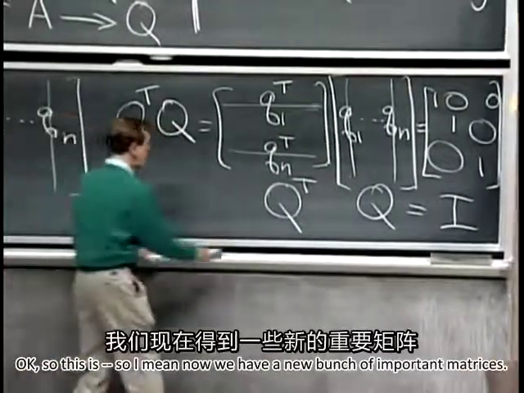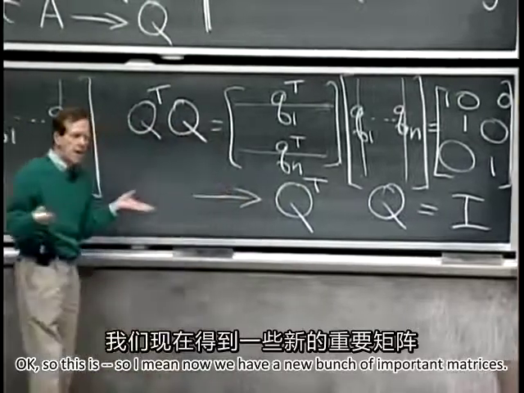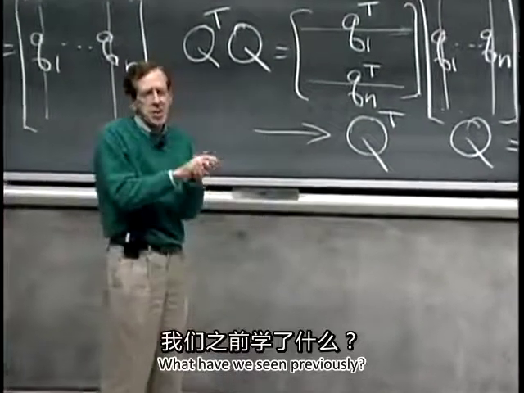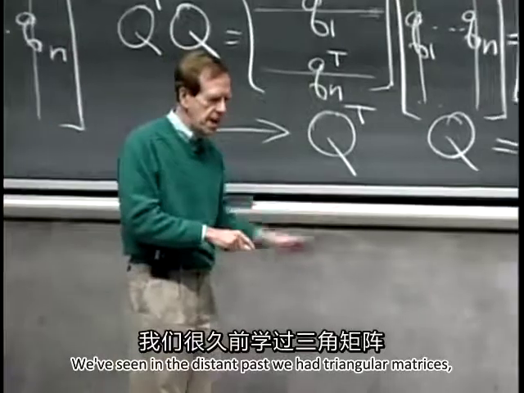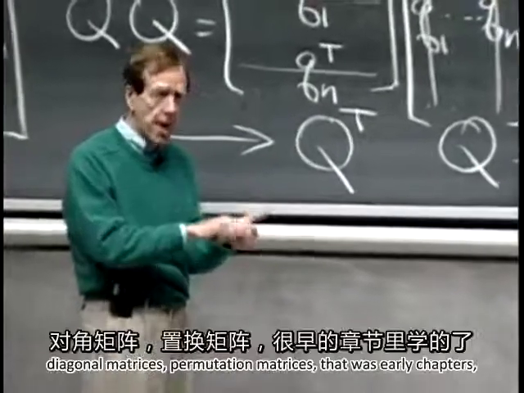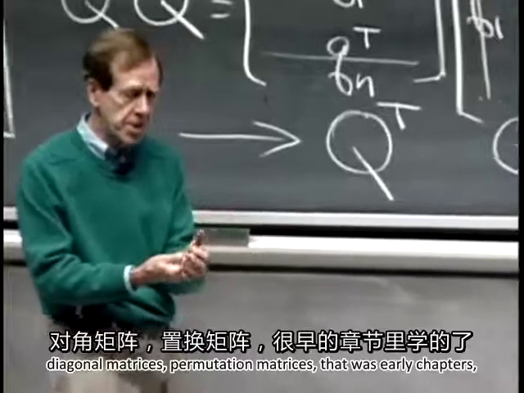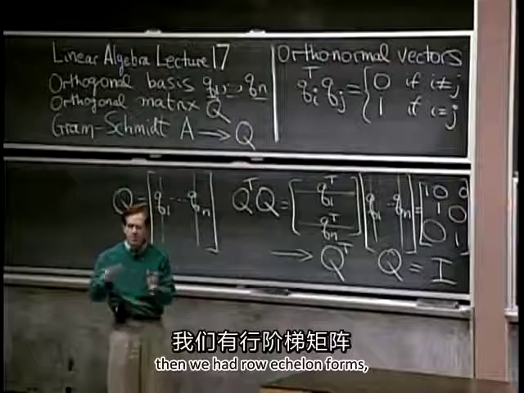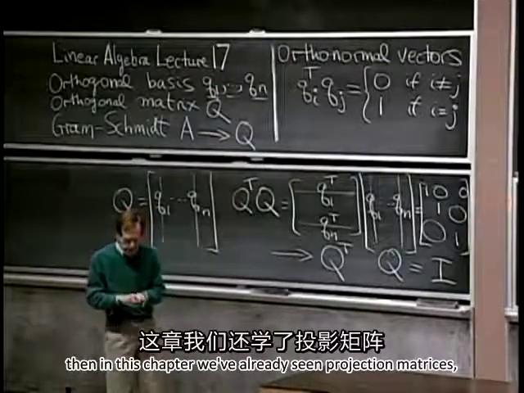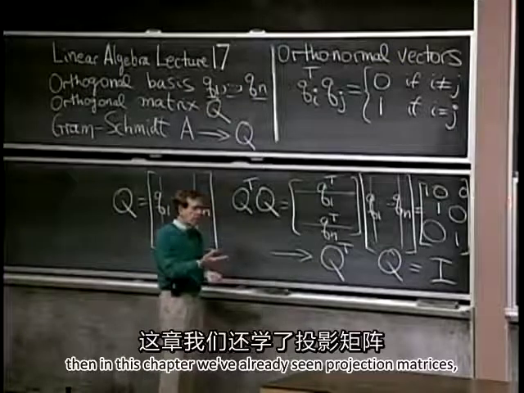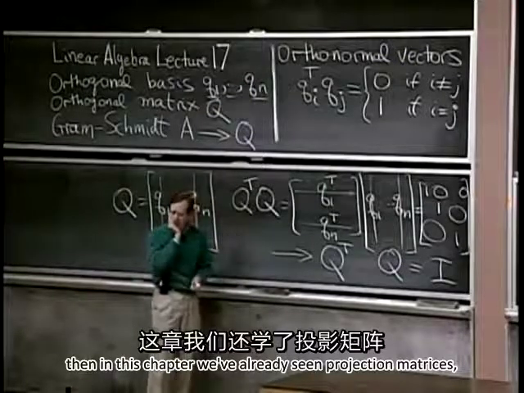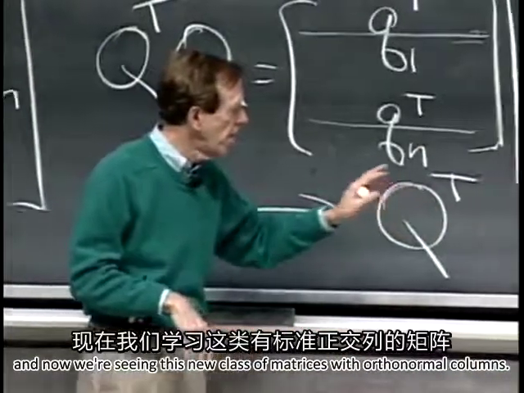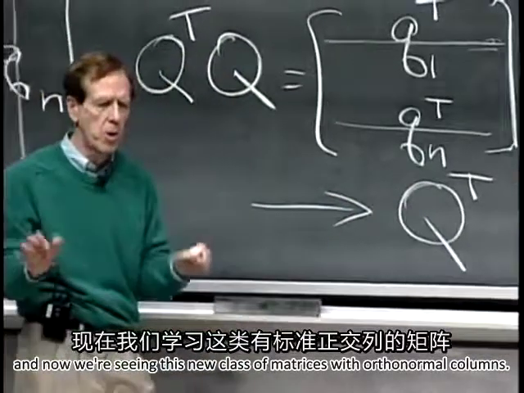Okay, so now we have a new bunch of important matrices. What have we seen previously? We've seen in the distant past we had triangular matrices, diagonal matrices, permutation matrices. That was early chapters. Then we had row echelon forms. Then in this chapter we've already seen projection matrices. And now we're seeing this new class of matrices with orthonormal columns.